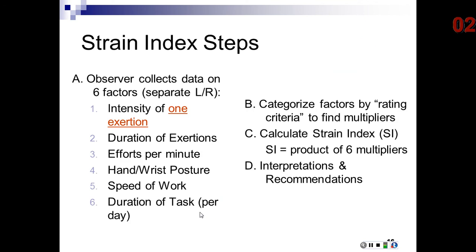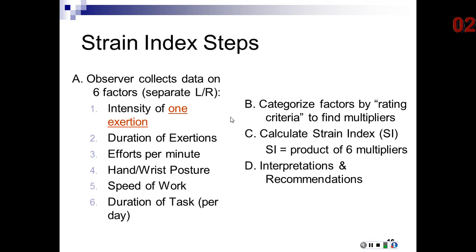The strain index itself is a 4-step process. In step A, the observer, meaning you, will be collecting data on 6 factors. From the data collection, in step B, we're going to turn those into multipliers using some rating criteria. Step C, we'll just multiply the multipliers together to find a product. The product is the strain index. And then on step D, we'll just interpret our calculation.